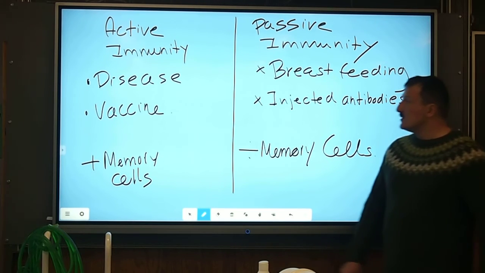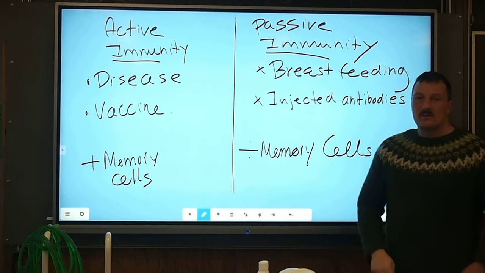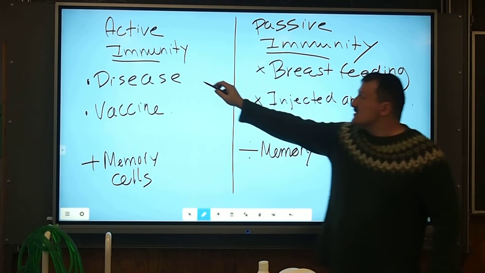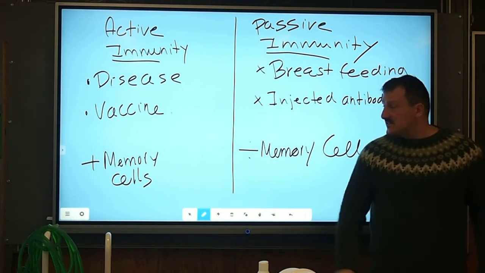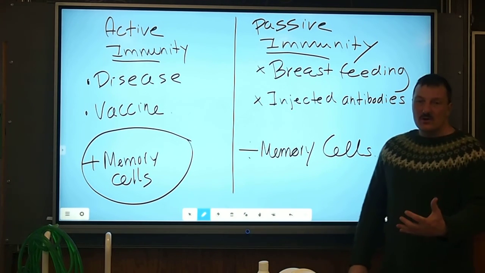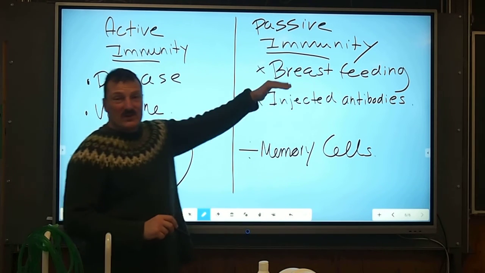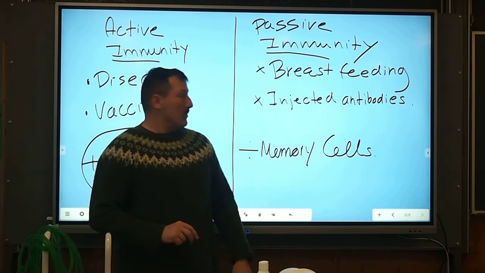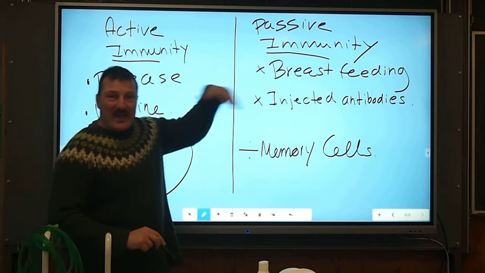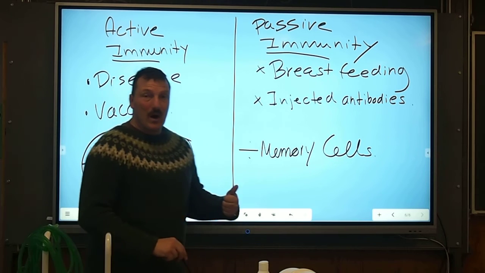We also differentiate between active and passive immunity. Active immunity is either having the disease or having the vaccine, and thereby having memory cells that know this disease. And passive immunity either comes from breastfeeding, you get antibodies from your mom, or you can get antibodies injected specifically for that disease, which can then help combat the disease.